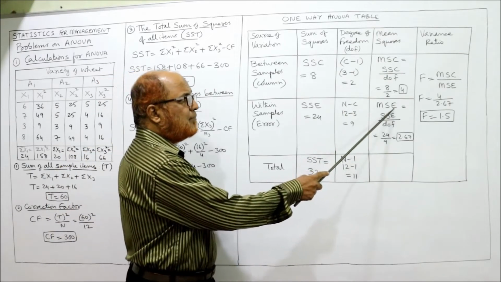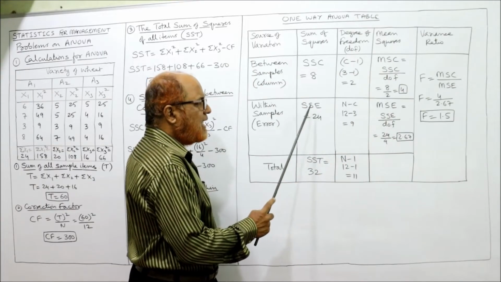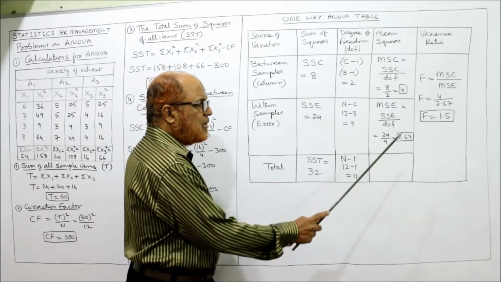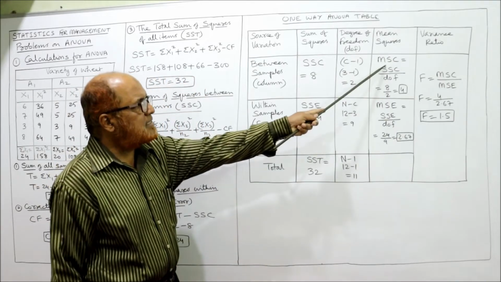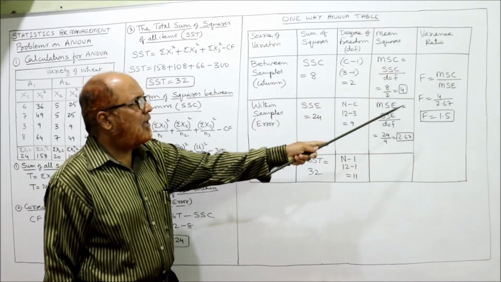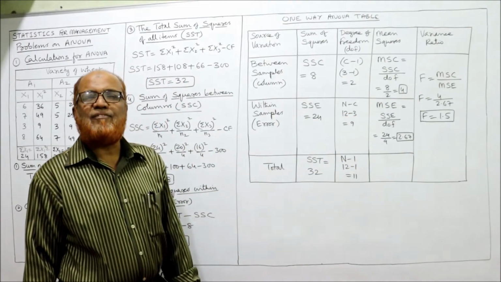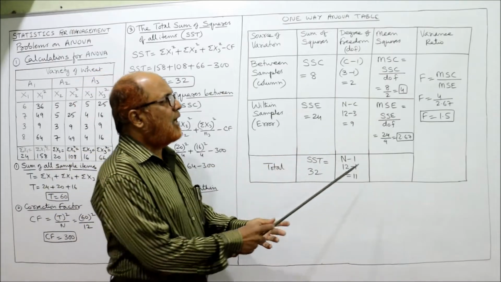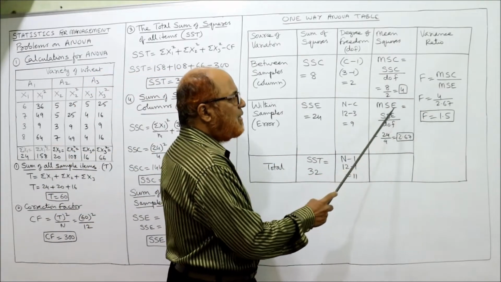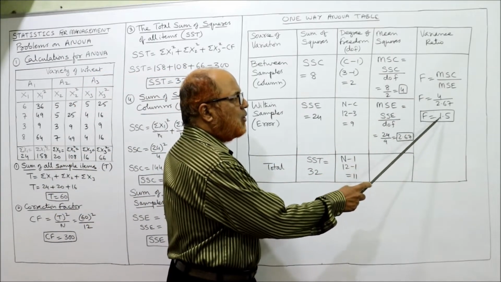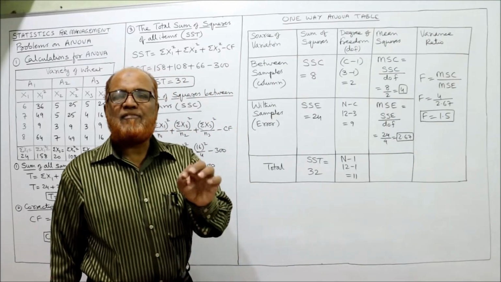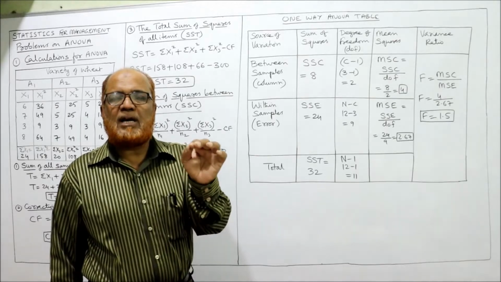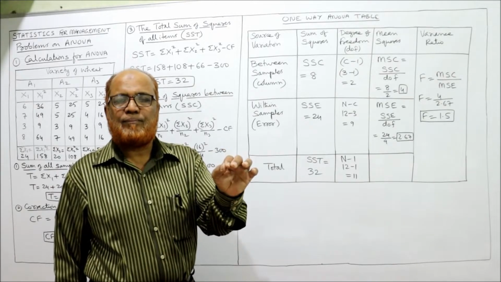Now MSE. MSE is equal to SSE divided by degree of freedom. So 24 divided by 9 gives 2.67. So we got MSC, we got MSE. Now F ratio. F ratio is equal to MSC divided by MSE. So MSC is 4, MSE is 2.67. You will get 1.5. So F ratio is 1.5. This is the computed value of F.